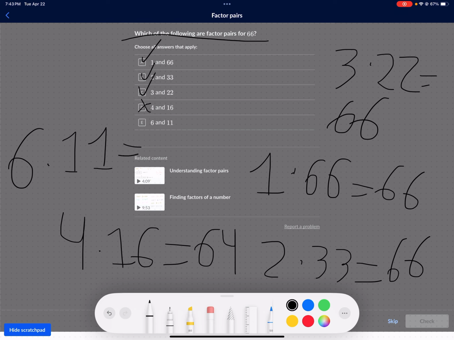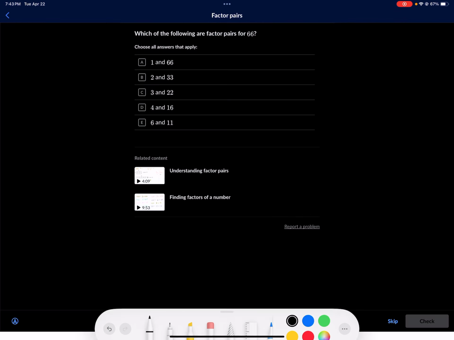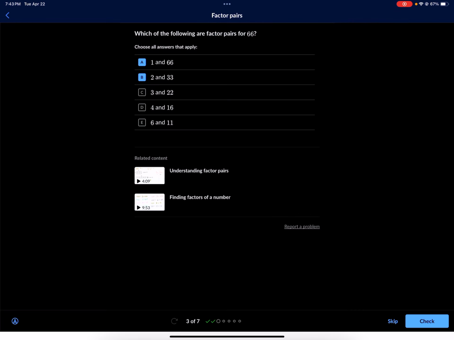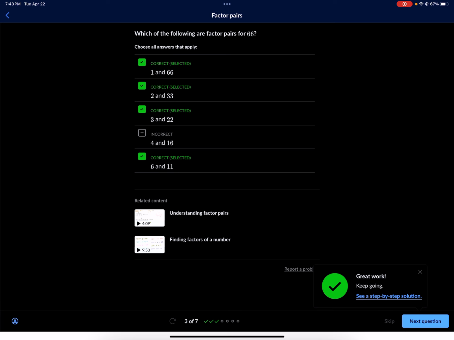Is this equal to 66? Yep, this is equal to 66. So the answers are A, B, C, and D. Not D, E. Good job if you got that.